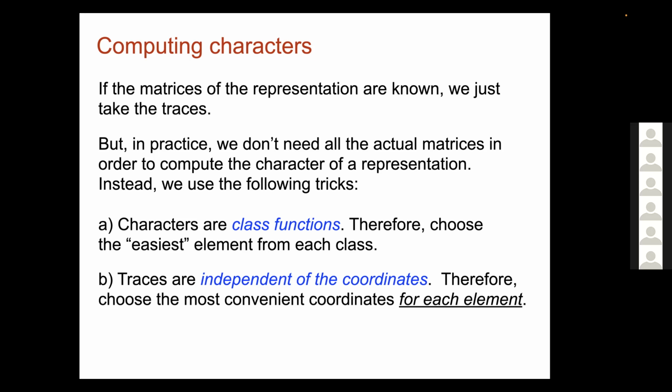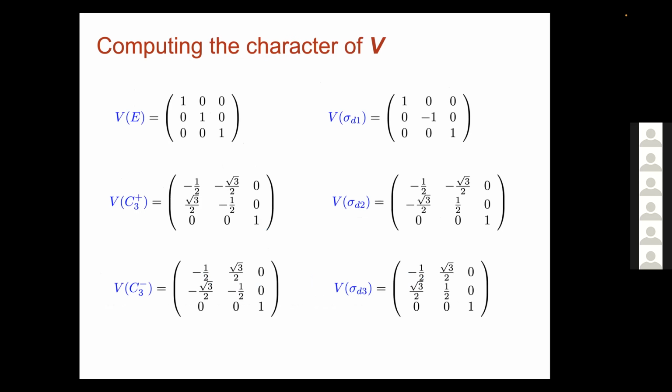So let's see this in practice. This is the vector representation. There are three classes. For the identity, well, the identity is trivial. The trace for the identity is always the dimension because the identity is always represented by the identity matrix, because it has to commute with all the elements.